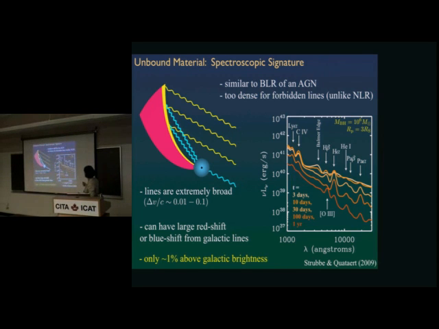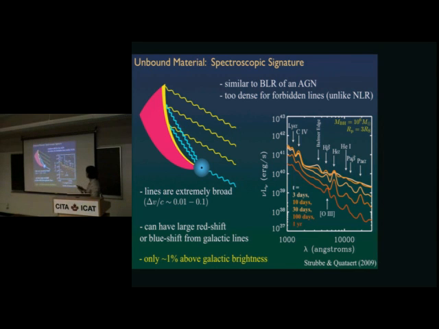And here's the result for a 10 to the 6 solar mass black hole disrupting a star at 3 Schwarzschild radii, so fairly close to the event horizon, as a function of time. And what you see are the important lines, like the Balmer lines, Lyman alpha, also carbon-4. These are similar to the lines that you find in the broad line region of an active galactic nucleus, because the physical conditions are similar.